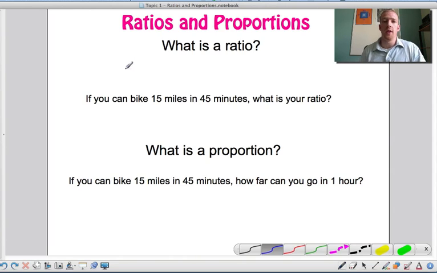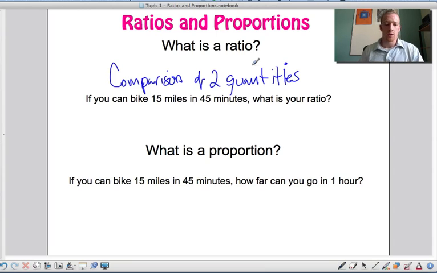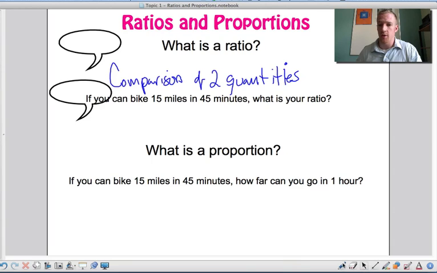So what is a ratio? A ratio is really just the comparison of two quantities. So if I say compare, you should think ratio. All right, so if I say compare, you should think ratio, or you should think fraction.